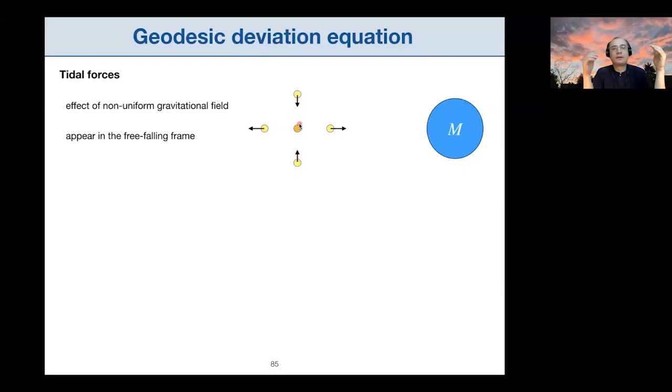And because of that, the accelerations all of those objects experience is not exactly the same. There will be a relative acceleration between these bodies. Here, I assume that all of these bodies are in free fall, but you can also consider an elastic body of appropriate size sitting in this gravitational field. And in that case, the effect of these tidal forces is usually some kind of elastic deformation of this body. The important point is that it also appears in the free falling frame. In fact, these forces are easiest to analyze in the free falling frame.